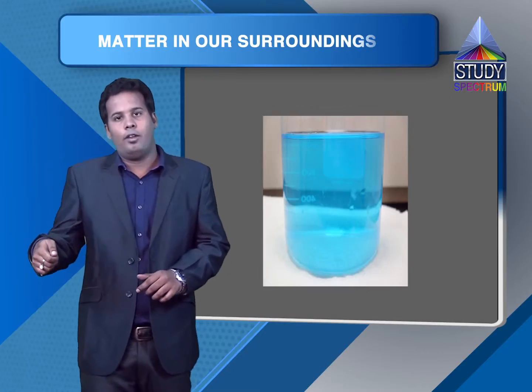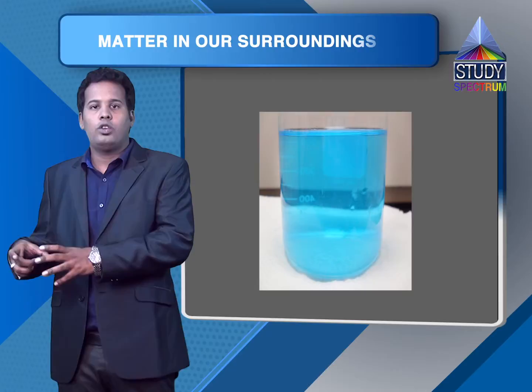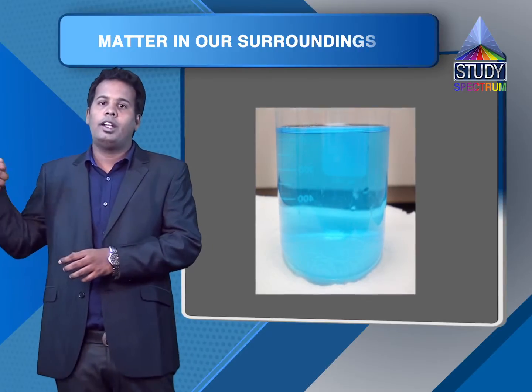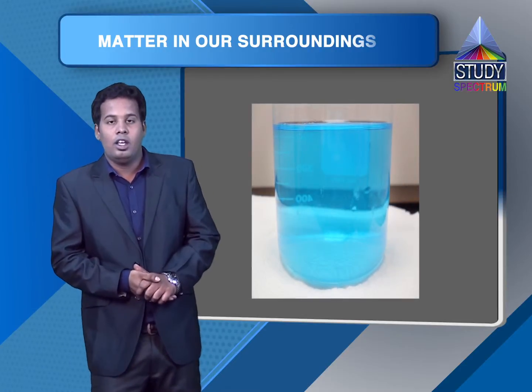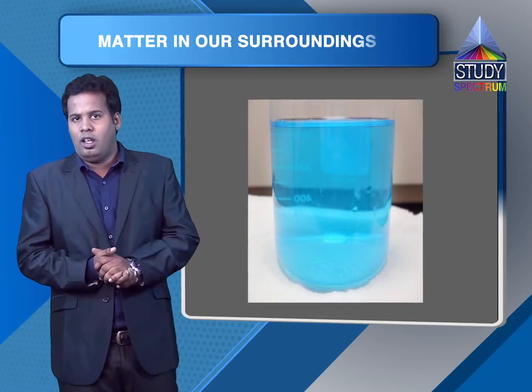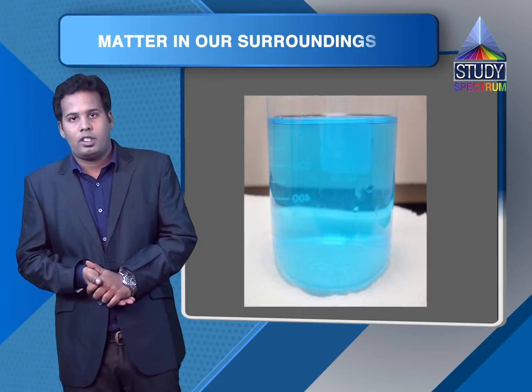You take 10 ml from the third beaker. That beaker is also a solution of copper sulfate. You take 10 ml from the third beaker and pour it into the fourth beaker. Now what do you figure out? You will figure out the color has faded too much. It has become a very light blue solution of copper sulfate.